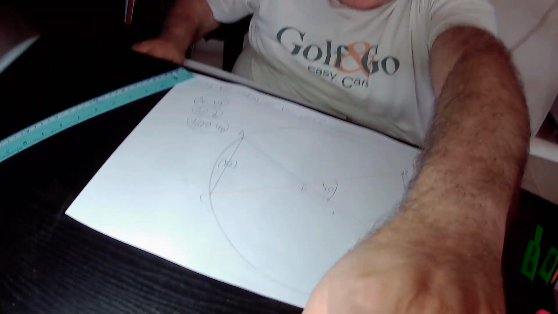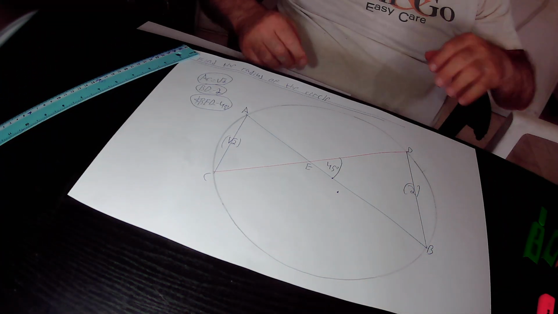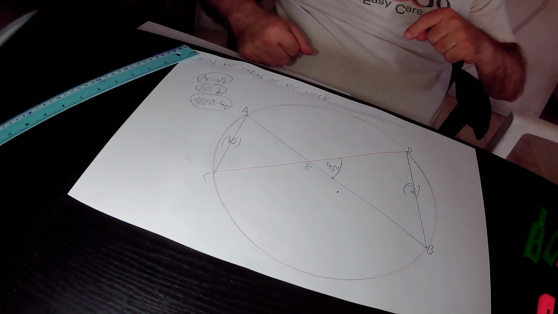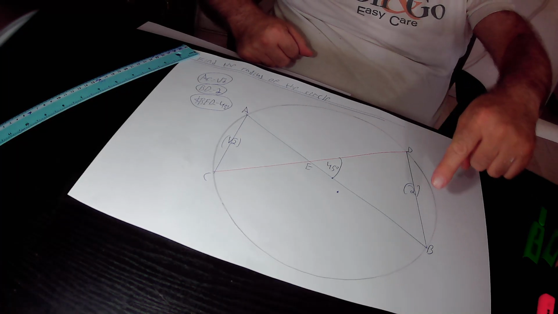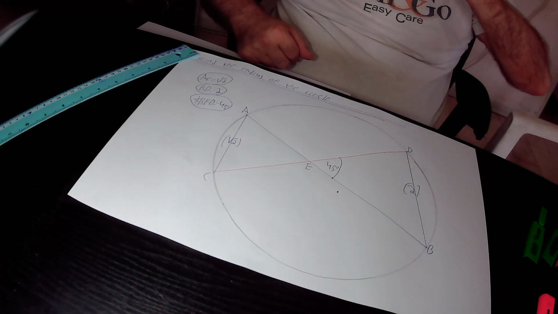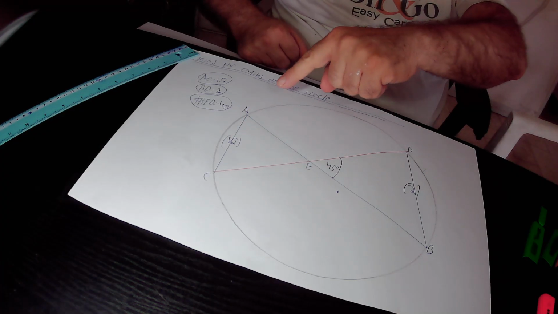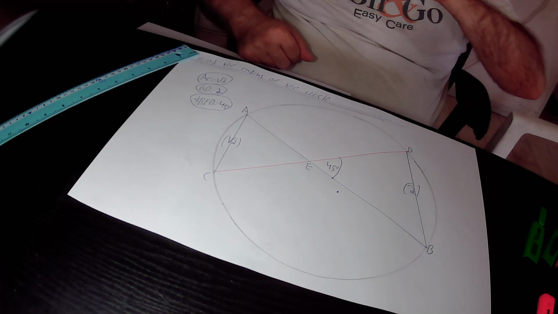Hello, in this lecture we'll find out the radius of a circle. In the drawing we have a circle. Inside the circle we have chord DB. The length of chord DB is 2 units. We also have chord AC. The length of chord AC is square root of 2 units.